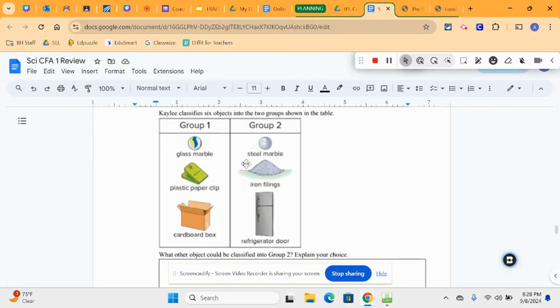So we need to think about something that all of these things in group 2 have in common. Now, I can't tell you exactly where to go in your journal or else you'll know the answer. It'd be me giving you the answer. But just know that there are some things in your science journal that can help you on this one. So again, we're looking for things that all of these have in common. And then we're going to pick one other thing, just anything you can think of, that would also fit in the same category right here.